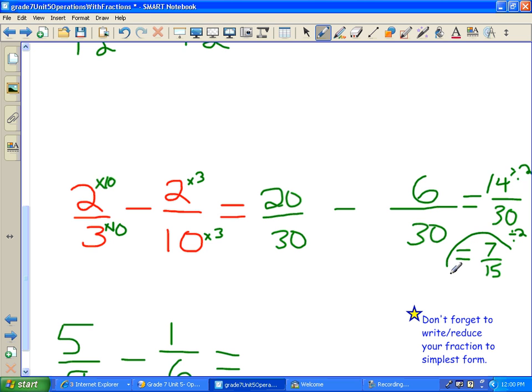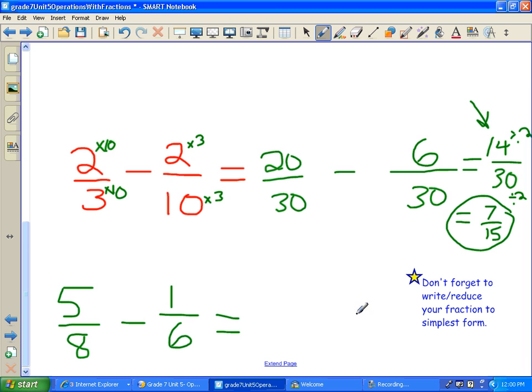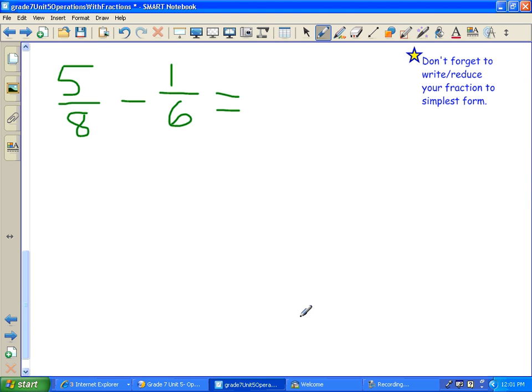for my answer. Now, this answer here is not wrong, but it's not reduced, and usually you will be asked to reduce it to its lowest. And I put a little note here, don't forget to write or reduce your fraction to simplest form.